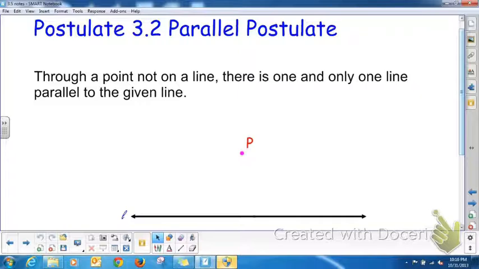Here we have postulate 3.2, the parallel postulate. It states, through a point not on a line, there is one and only one line parallel to the given line. So we have point P, and it does not lie on line L.